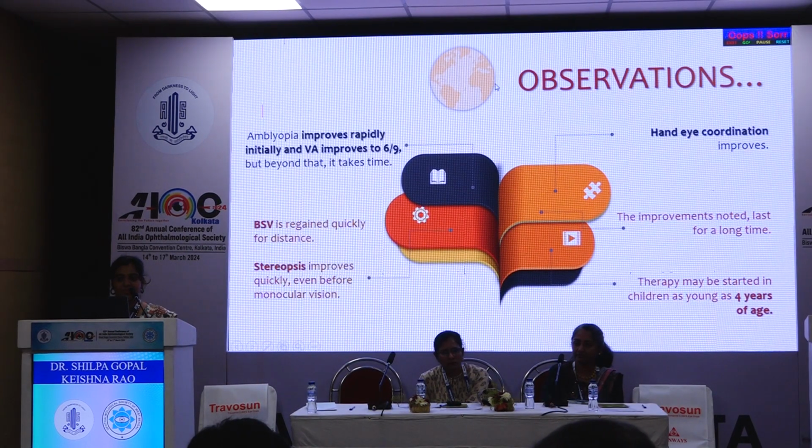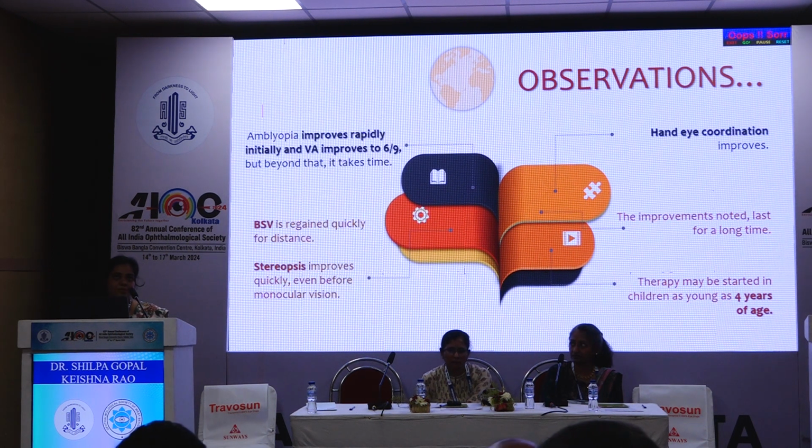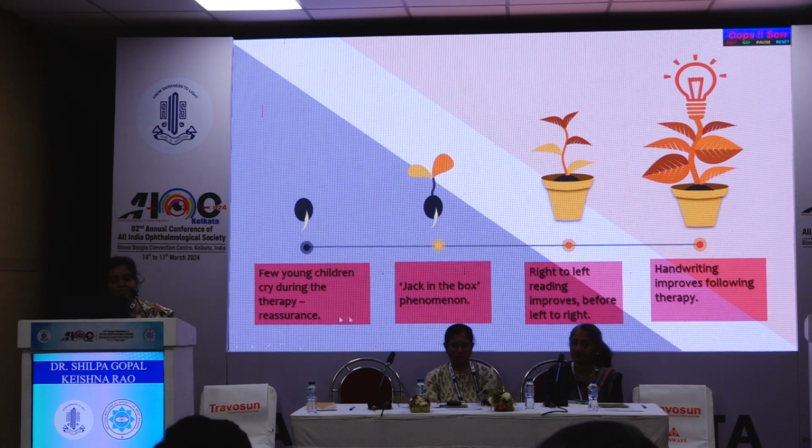Coming to my observations, we see that when we begin the therapy, the amblyopia tends to improve rapidly in the first 2 weeks to about 6/9 or 6/12, but beyond that the finer improvement takes some time. Binocularity and stereopsis improves quickly even before the individual monocular vision. Hand-eye coordination in these children improves, and the improvements noted last for a long time. I have followed up a few patients up to 1 year. However, it is noted that a small amount of regression is sometimes there. Therapy can be started in very young children also, provided they are cooperative. So these are some of the other observations.